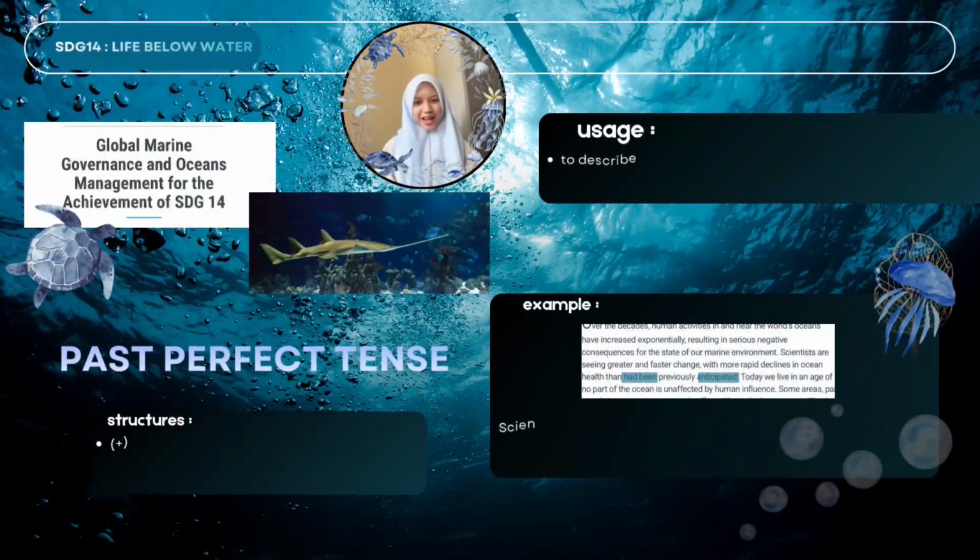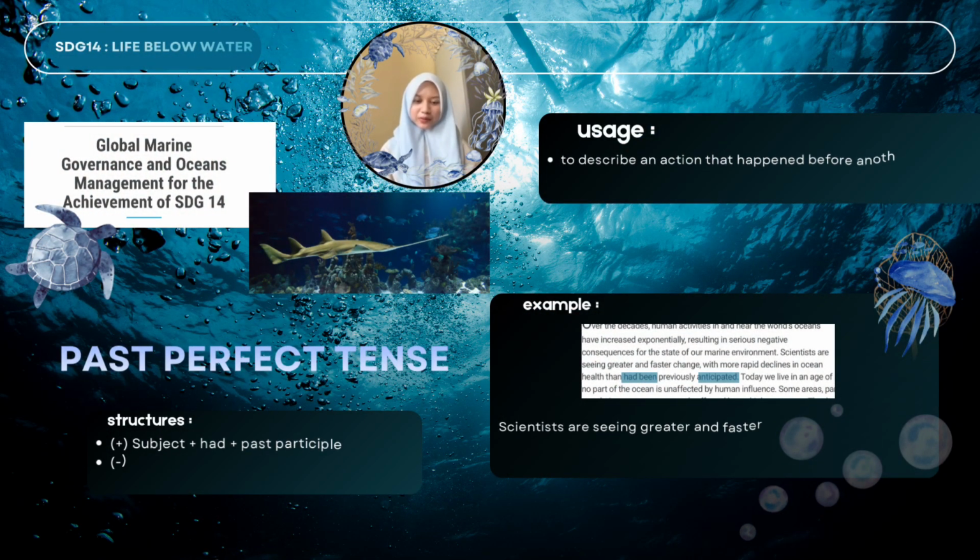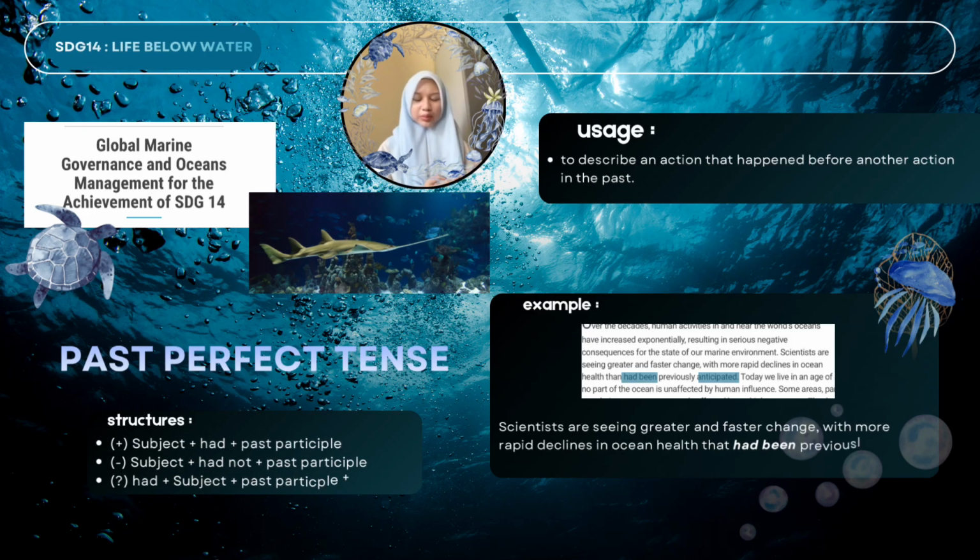Hello guys, so I'm going to explain about the past perfect tense. The structure is quite simple. For a positive sentence, we use subject plus had plus past participle. And for a negative sentence, we use subject plus had not plus past participle. For a question, we use had plus subject and then plus past participle. Basically, the past perfect tense is mainly used to describe an action that happened before another action in the past.